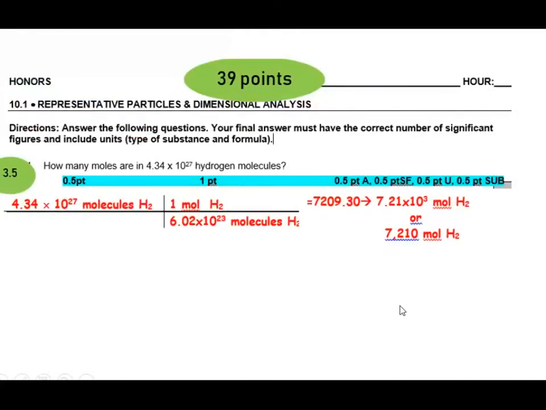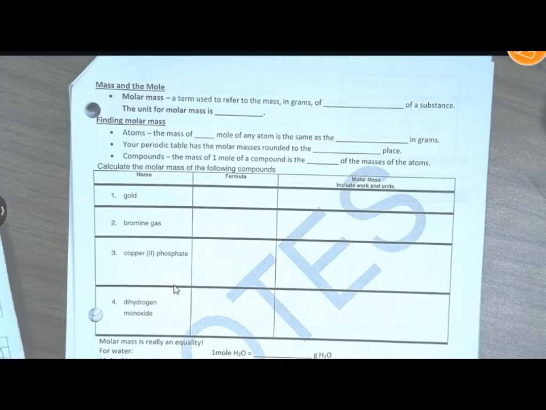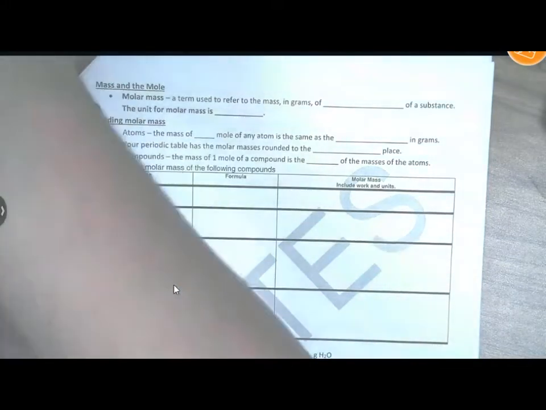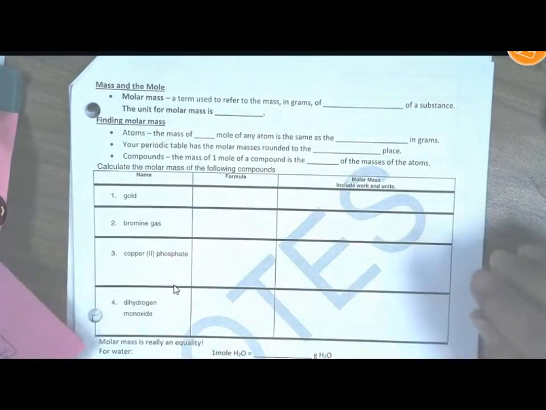You should have a score out of 39 points. Now we're going to move on to the notes. We are on page 3 of the notes. You will need a calculator, your pink periodic table, something to write with, and then maybe a different color so that you can note your sig figs.